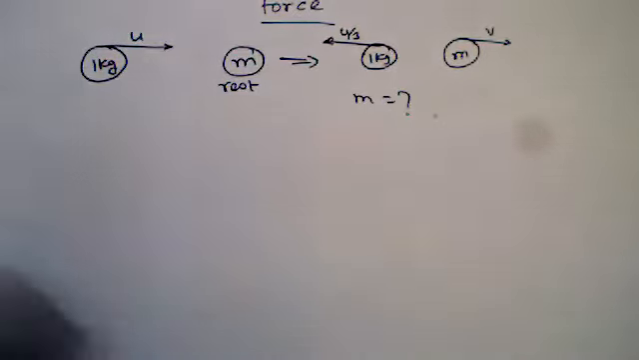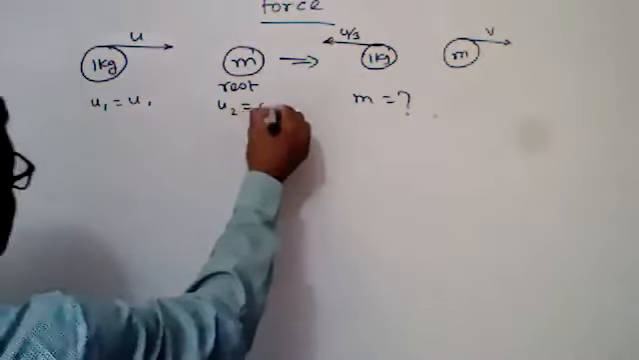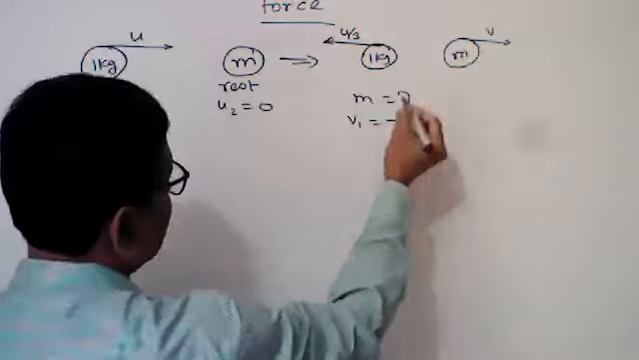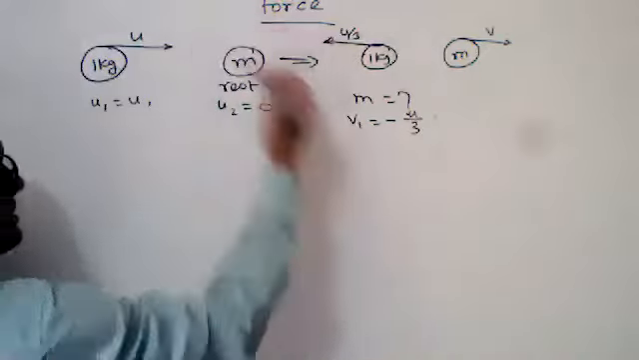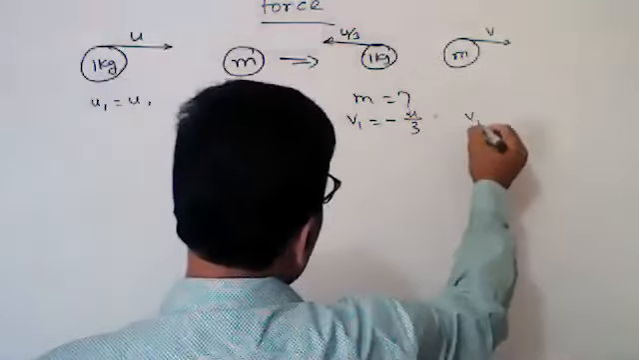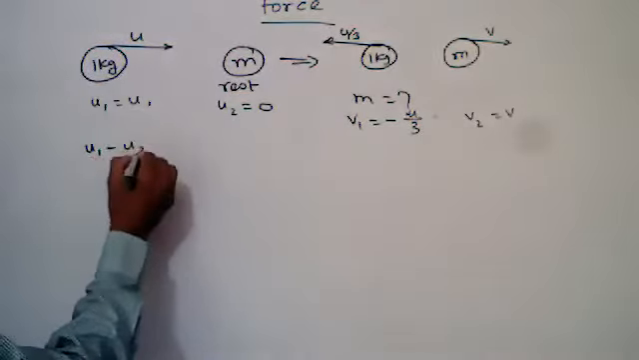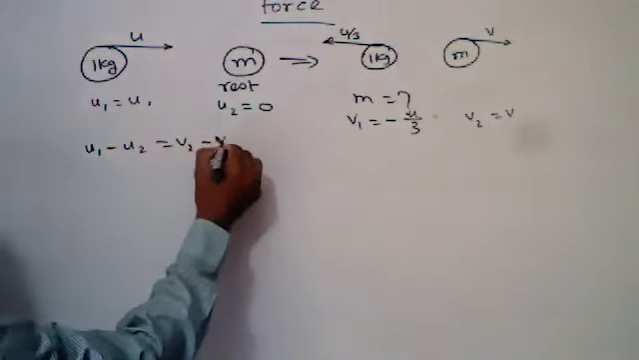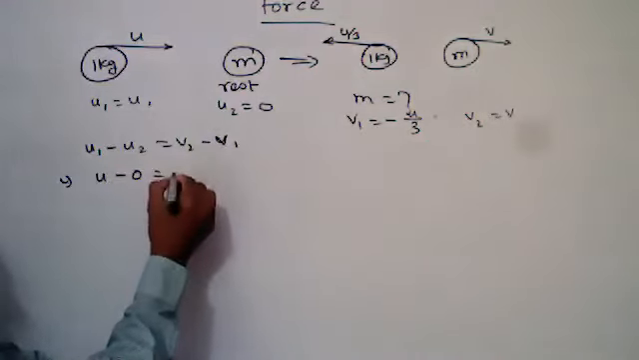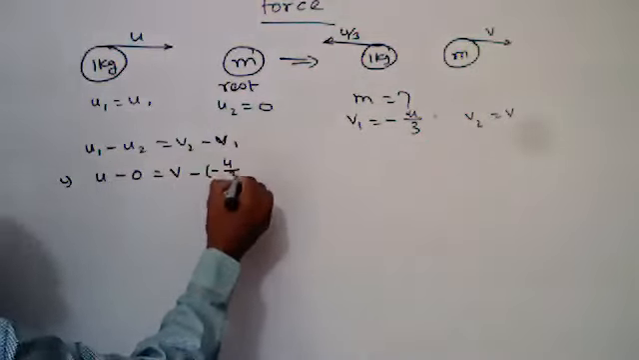Okay, now come on. Suppose u1 equals u and u2 equals 0. v1 equals minus u by 3, because the direction of the velocity is opposite to the initial. And v2 equals v. We know u1 minus u2 equals v2 minus v1. So u minus 0 equals v minus minus u by 3.